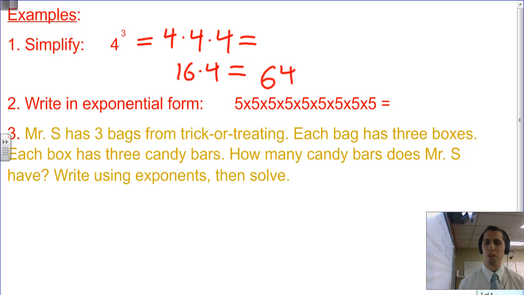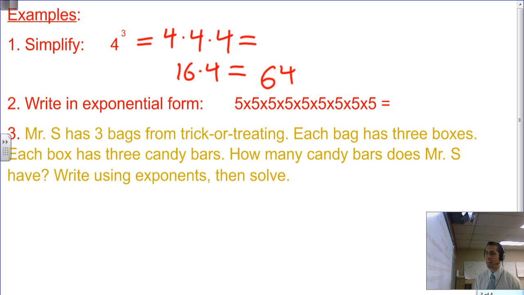The big thing I want to point out here is that people will often see something like 4 to the third, and they'll know that exponents tell us about multiplication, but they'll rush. And so they'll say 4 to the third is equal to 12, which it is not. We do not multiply by 3. We multiply 4 3 times, but we're not multiplying by 3.